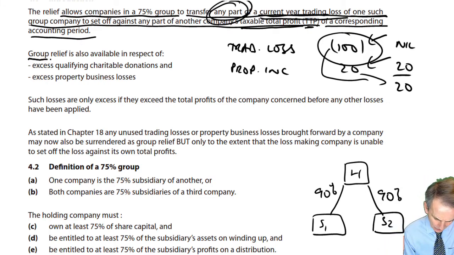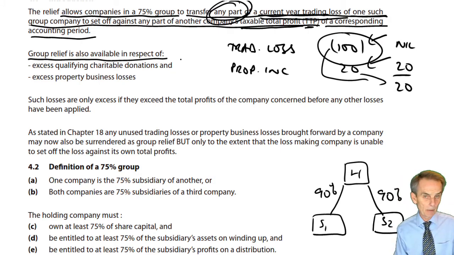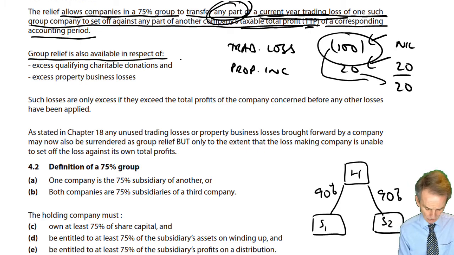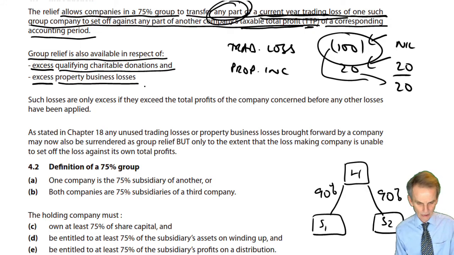But group relief is also available in respect of, and here's an important word coming in each of these two cases, though these are far, far less likely to be tested in any such exam question, the word excess: excess qualifying charitable donations and excess property business losses.